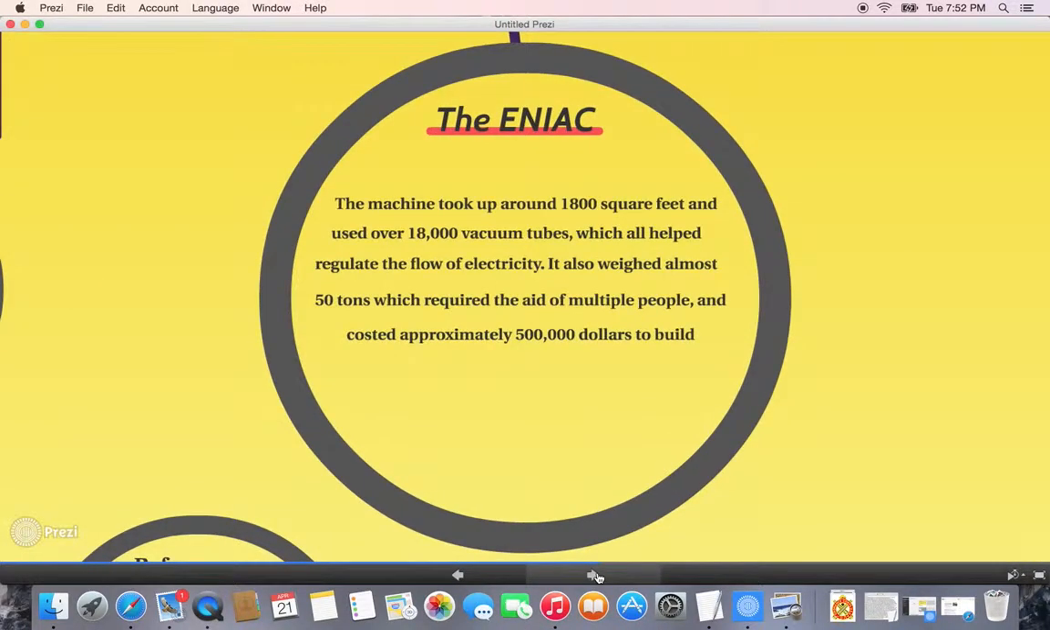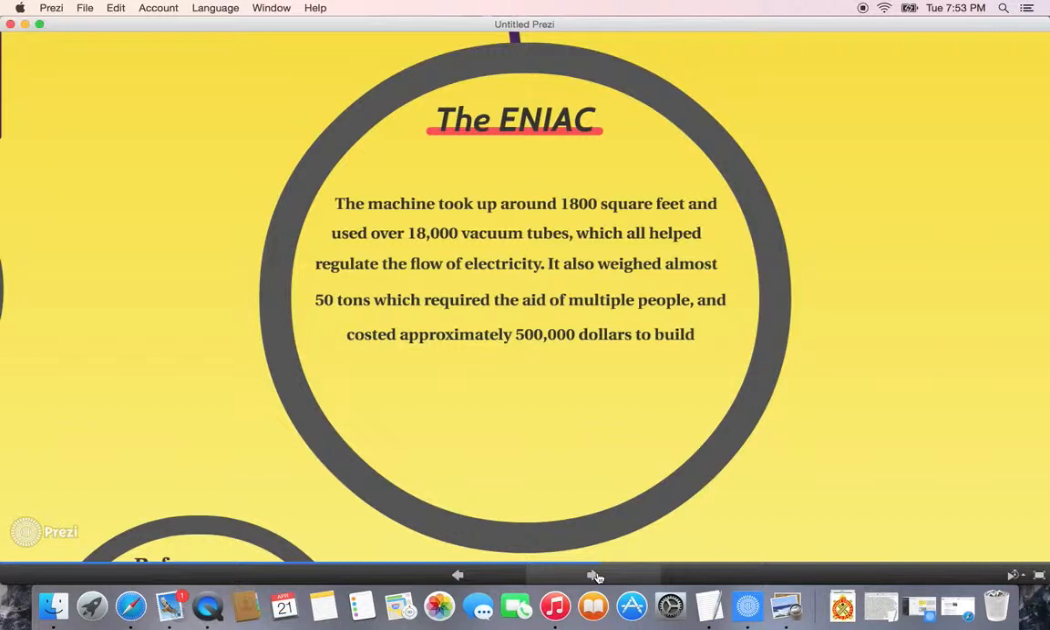The ENIAC was a machine that took up around 1,800 square feet, which is a little smaller than a household, and it used over 18,000 vacuum tubes. All of these tubes help regulate the flow of electricity. Now the thing with these tubes is that they were very fragile. They could break very easily and overheat, such as if a bug were to land on one, it could pop, just because of how hot it was and how fragile the glass was.